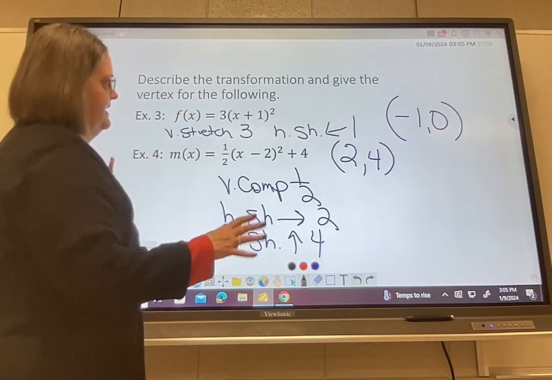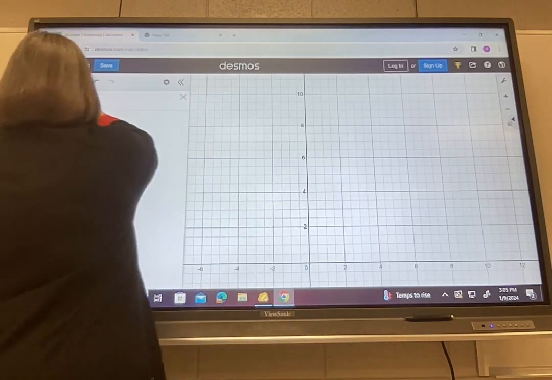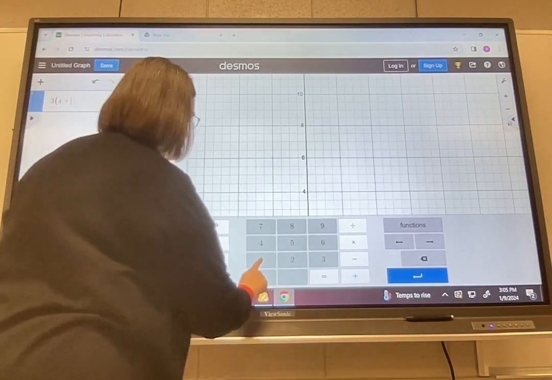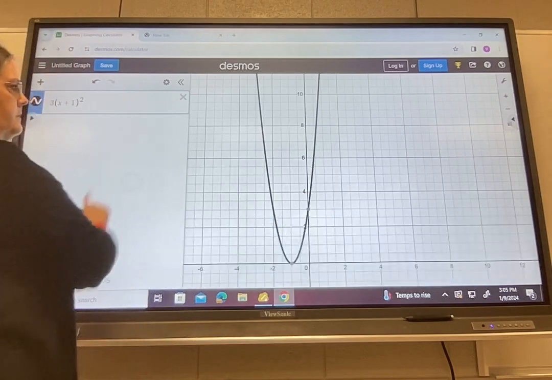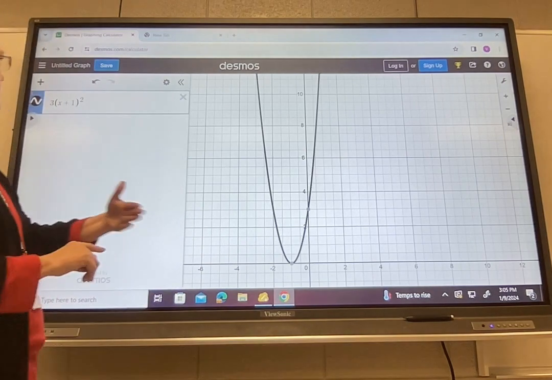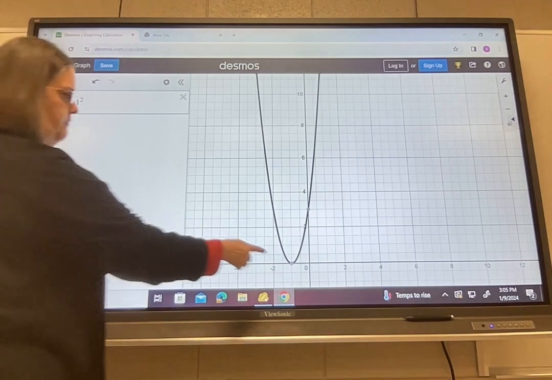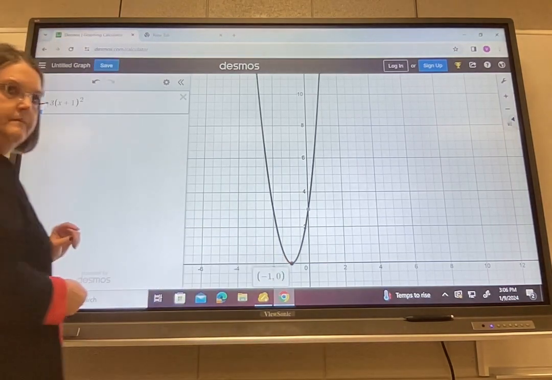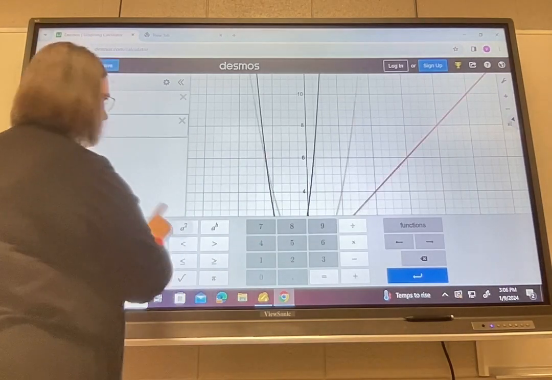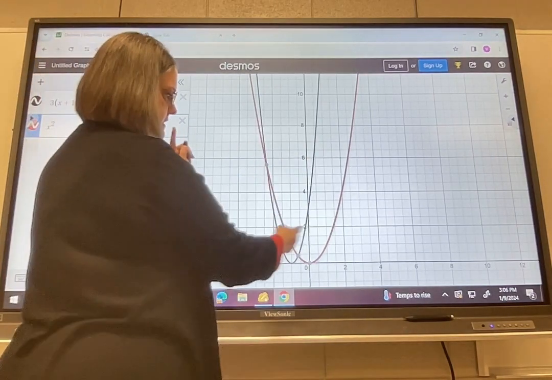If I were to type that in Desmos, you'd see it. Three times (x plus 1) squared. See what it did? It stretched it. It got skinny. It moved left 1. And look where my vertex is. My vertex is at (-1, 0). And here's just for comparison, here's the parent. It got made skinnier and it got shifted left.